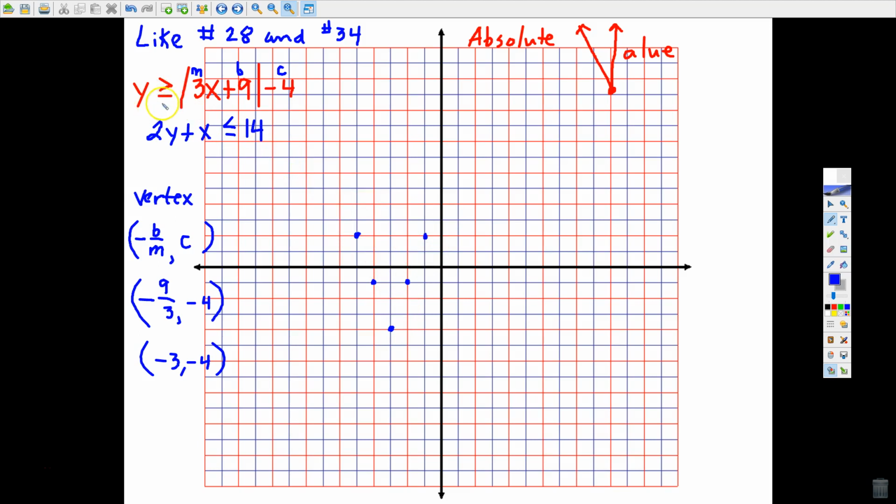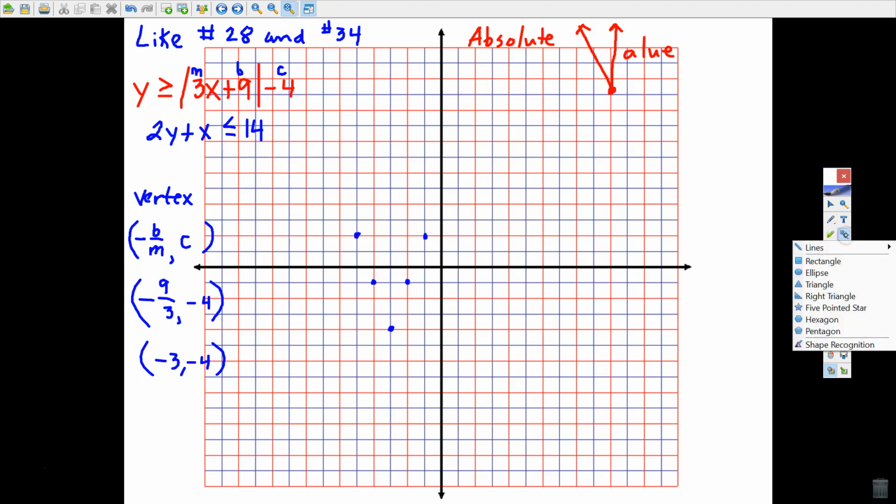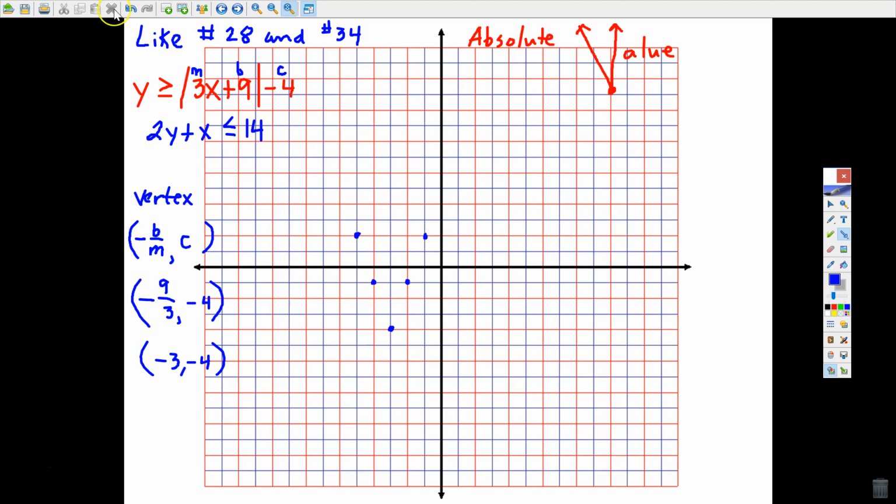Okay, V's can also be dotted if this is not "or equal to." So I'm going to change my line type because this is not really a double arrow, this is just one arrow. And I'll change the line color. I'm actually doing the absolute value in blue, but I won't waste your time and change the color. So here's the V.